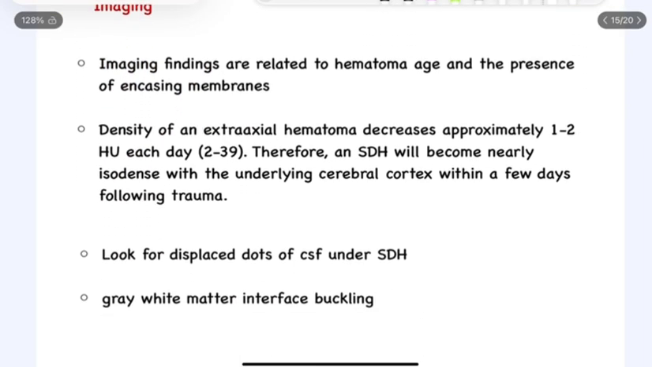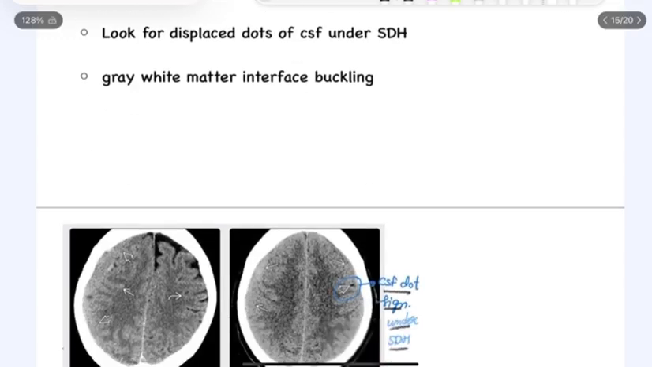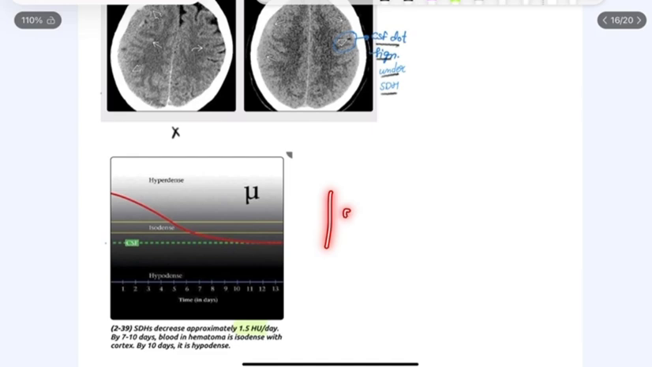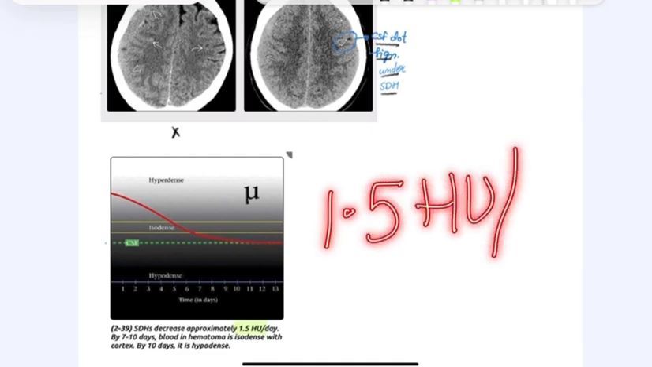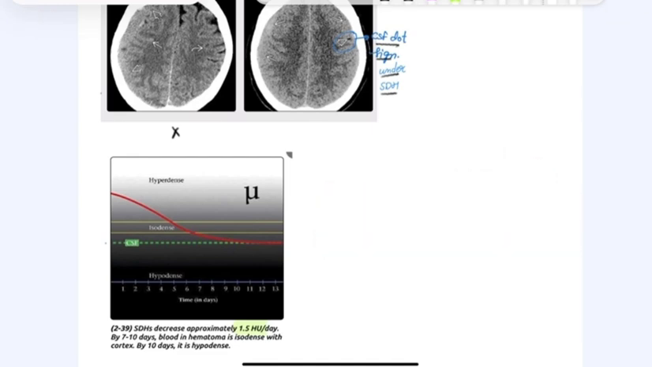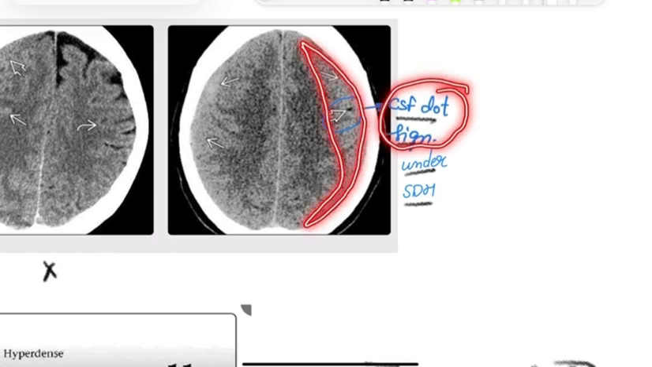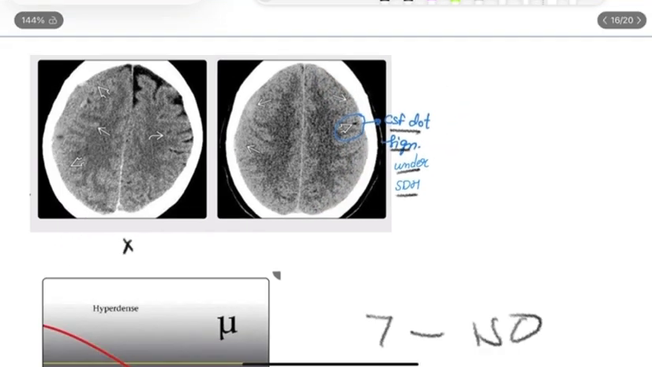The imaging findings will be related to the hematoma age. Basically, the most important thing that we need to know is that SDH decreases about 1.5 Hounsfield units per day. So in 7 to 10 days, they become almost isodense, and by 10 days, they become hypodense. In the above image, we can also see the CSF dot sign under the SDH. This is a common finding in subacute SDH.